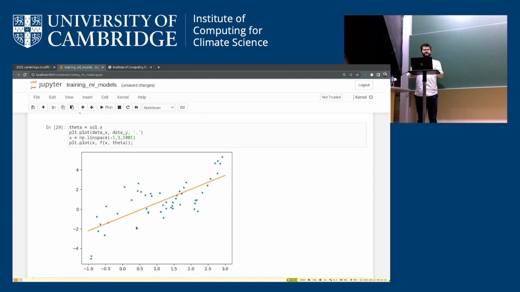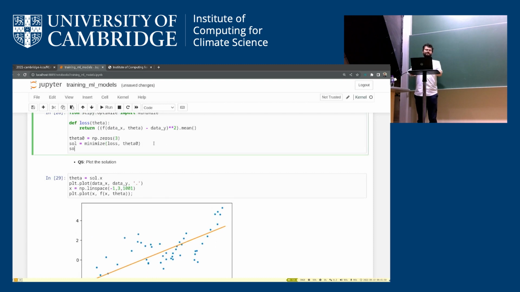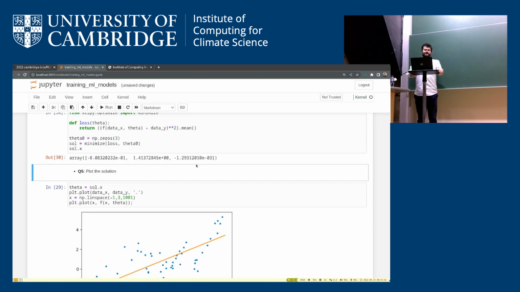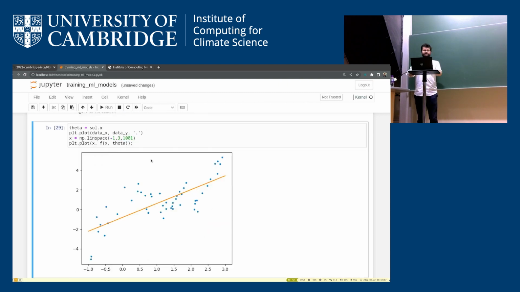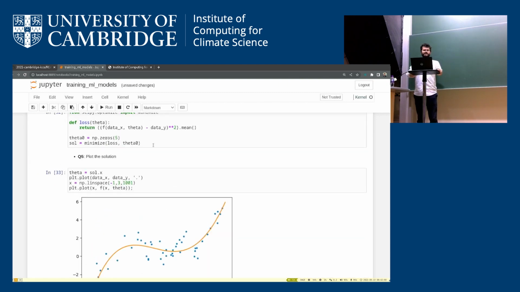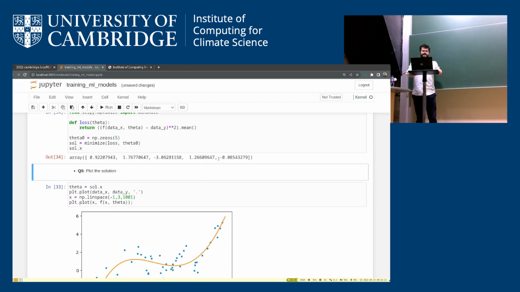Interestingly, it doesn't even look that quadratic, but if you check what the solution is, it has a very, very small quadratic term. So the best it can do is something that's very close to a linear fit. Okay, what will be the next natural thing to try? Try 5 and see what that looks like. And again, it looks pretty close to cubic because the higher order term, the quartic term, is also very small.